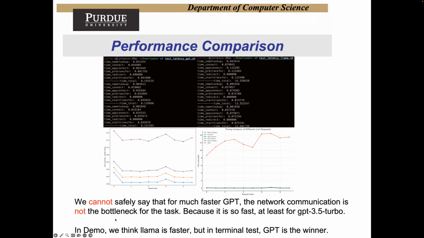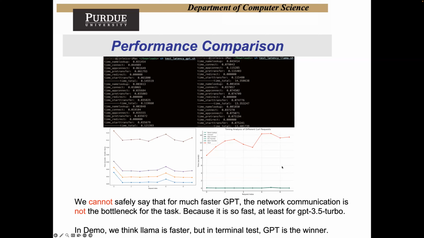In the demo, we think that Llama is faster because we can see later in demo videos that when I'm using Llama, it's popping out the response instantaneously. But in the terminal test, GPT is the winner. We can dive deeper into the reason, but that's what we get from the experiments. It's like in terminals, GPT is faster, but in the app demonstration, Llama is much faster.